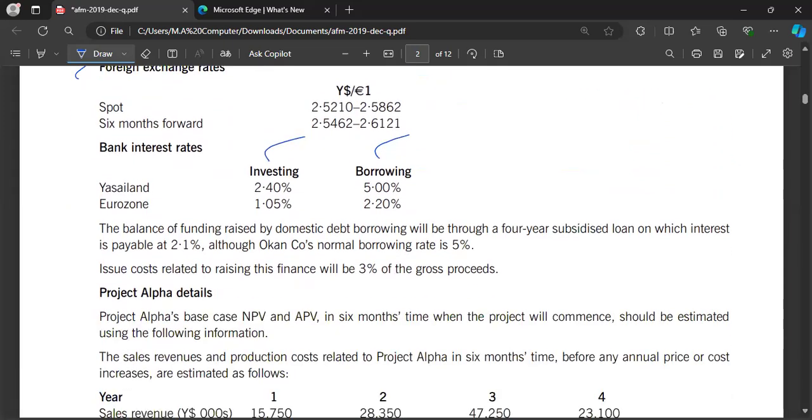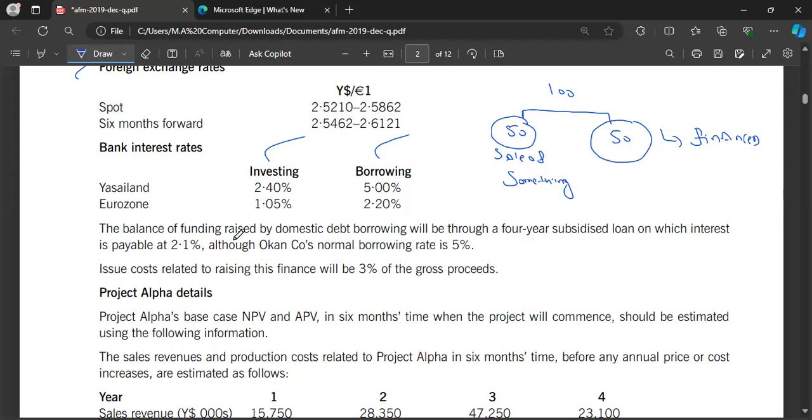Now, the balance, this is very important. I am giving you an example. For example, we require 100. From the 100, 50 we are generating from the sale of something. And the other 50 will be financed through the loan. So the examiner has already given this 50 information above. This balance by domestic borrowing will be a 4-year subsidized loan on which interest is payable at 2.1%. And Okan Company's normal borrowing rate is 5%. Issue costs relating to raising this finance will be 3% of the gross proceeds.